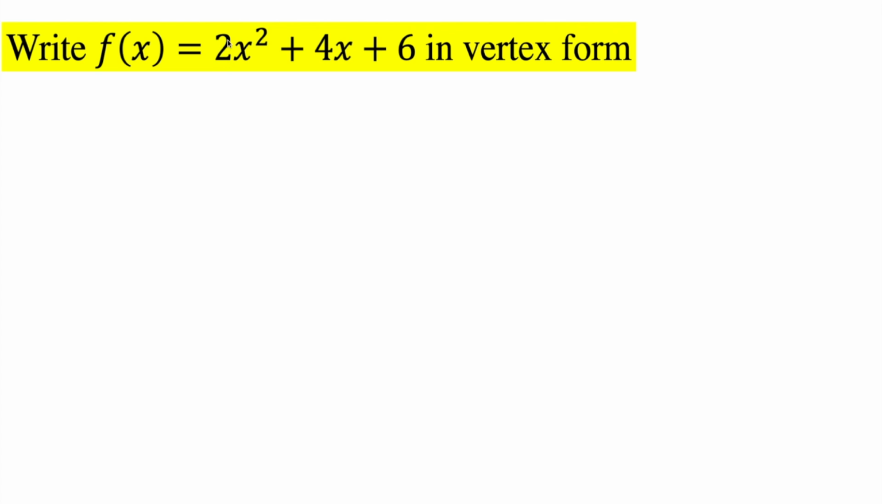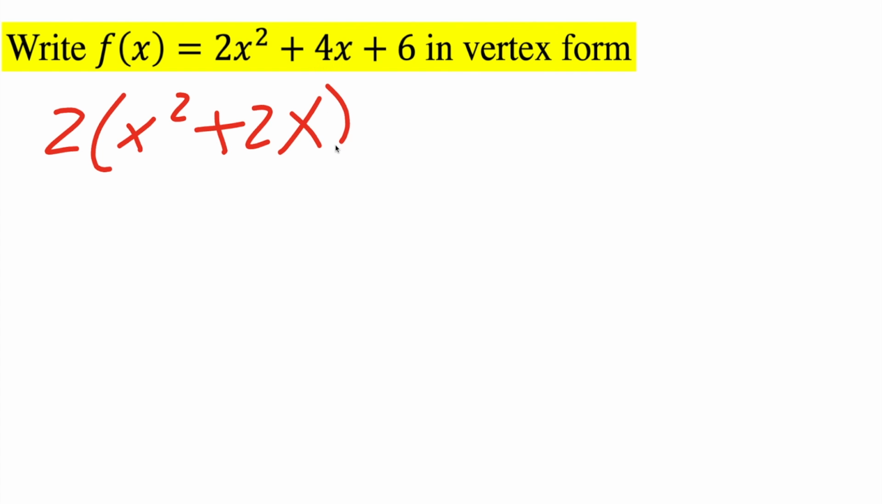This is our quadratic term, and this is our leading coefficient too. So instead of writing it like this, what we're going to do is write it as 2 parentheses. 2 times what gives you 2x squared? 2 times x squared gives you 2x squared. Plus 2 times what gives you 4x? 2 times 2x is 4x, plus 6. So that is step 1. We factor out the leading coefficient from the quadratic and linear term.